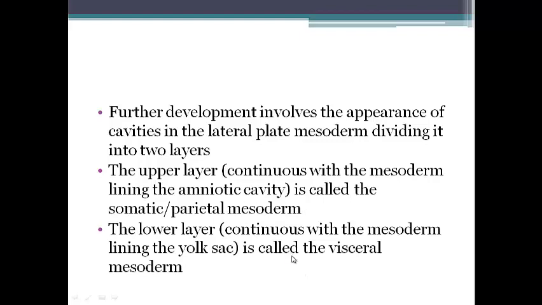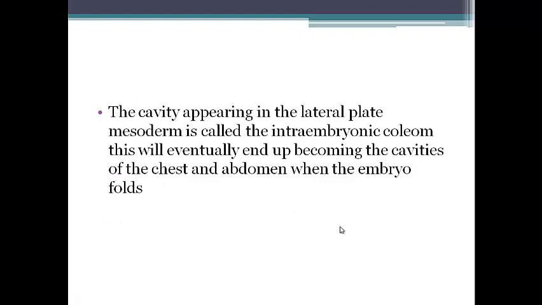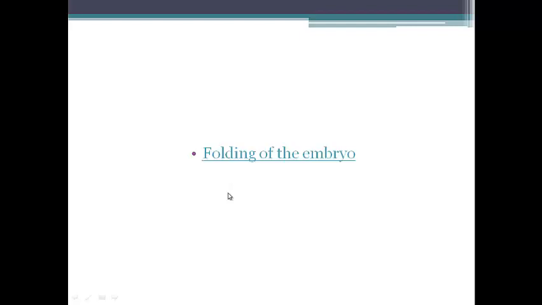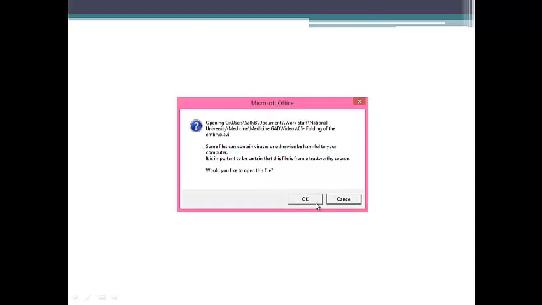Now I know this is a whole bunch of new names. Let's look at just one more thing before we move on to a picture form. The cavity that appears in the lateral plate mesoderm to divide it into 2 is called the intraembryonic coelom. And this will eventually end up becoming the cavities of the chest and abdomen when the embryo folds. Now I know that was a lot of information, so let's just look at it in video, and hopefully this will make it clearer for you.